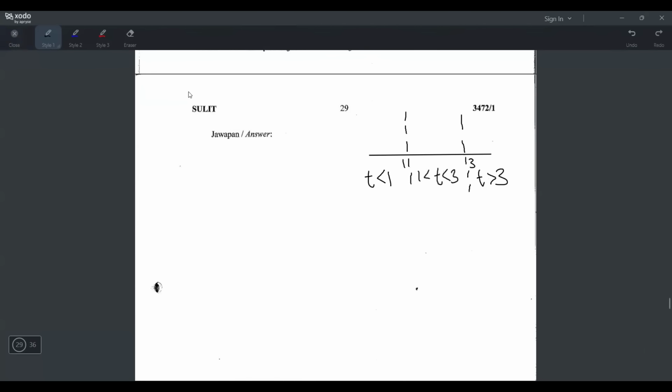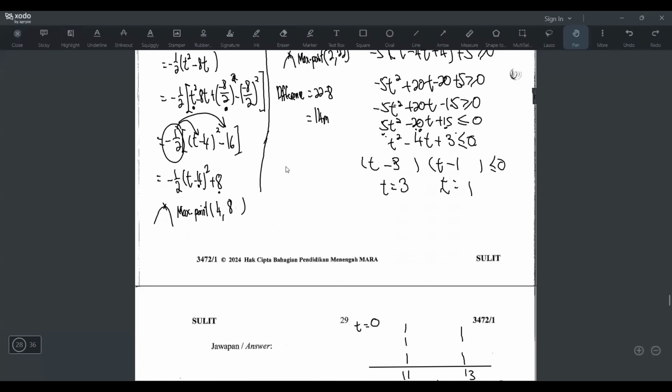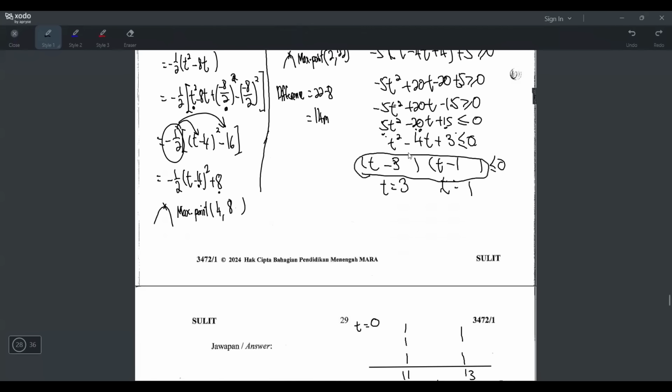And then what you have to write up here is you have to choose a value that is smaller than 1. Okay, so let's say I choose 0. Okay, you can choose any value that is smaller than 1, but I choose 0. And then you take the t = 0, you substitute inside here. Actually you want to substitute here also can, because this one actually comes from this one, right? So yeah, you want to substitute here also can.